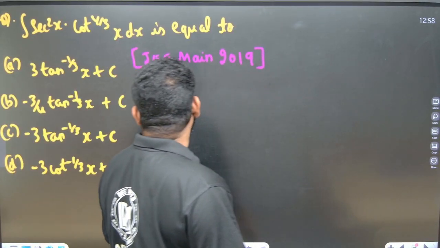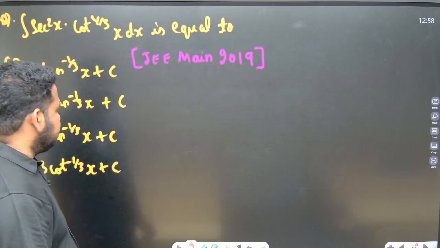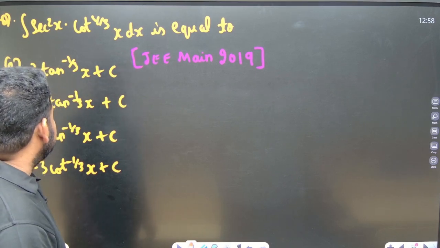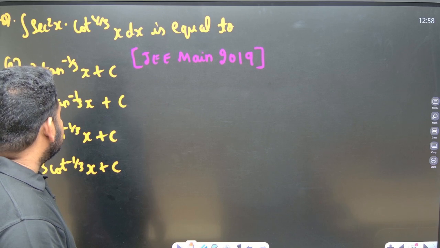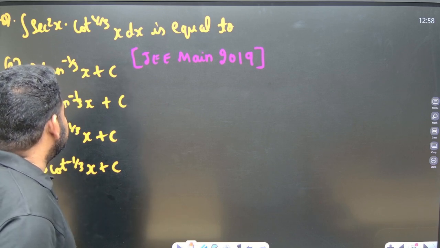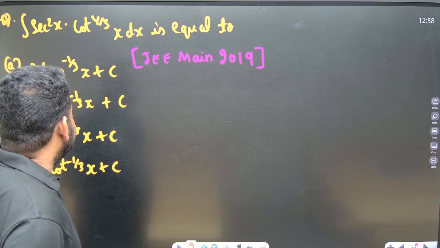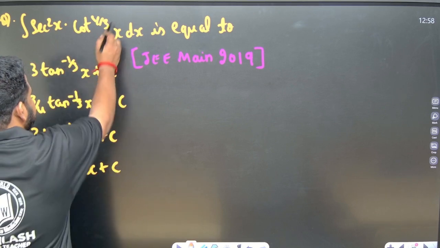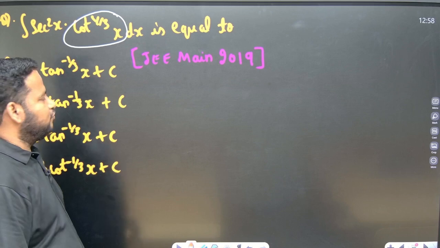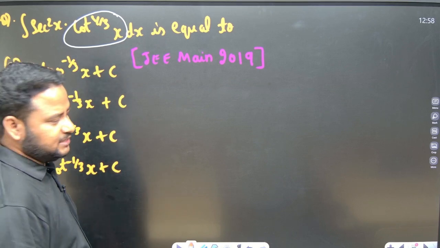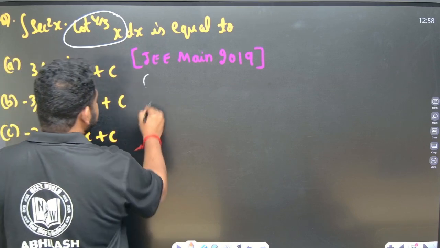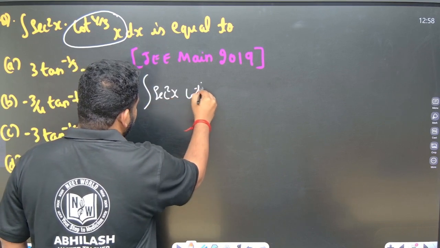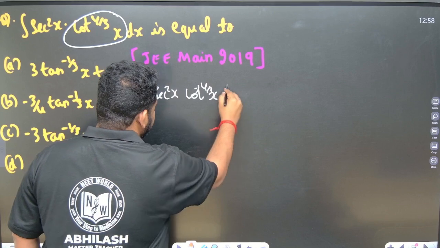This is a JEE Main 2019 question. Okay, it was actually a very simple question. It appears complex here. They were given the integral of secant square x cot to the power of 4 by 3 x dx is equal to what? This entire thing is one function, cot to the power of 4 by 3 x, cot cannot exist independently. So, the integral that is given is secant square x cot to the power of 4 by 3 x dx.